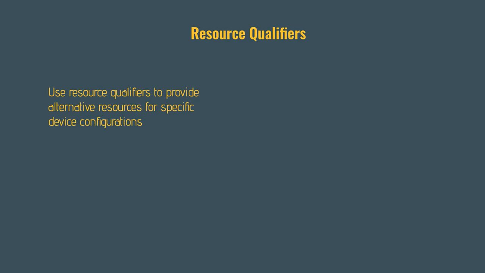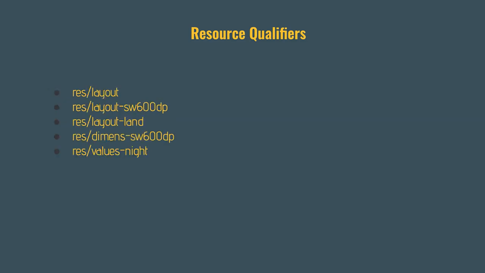Now, the way that a lot of this works is with resource qualifiers. We can use resource qualifiers to provide alternative resources for specific device configurations. These configurations take the form of different resource directories with special qualifiers added to the end. So, for example, we have our layout directory within the res directory. This is where we've been putting all of our layouts in this course.